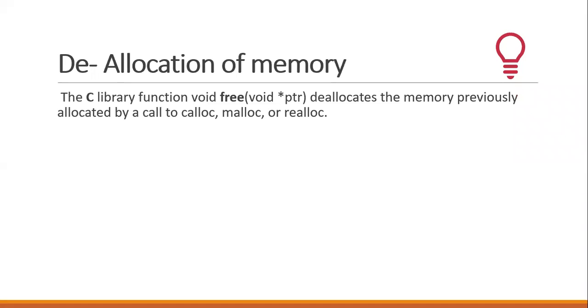Now the next concept that we have to see is de-allocation of memory. As I have already discussed, we make use of malloc to allocate memory to a particular node. We used to write code which is something like malloc sizeof struct node, and then typecast it to node, because we want to dynamically allocate memory when we talk about linked list.